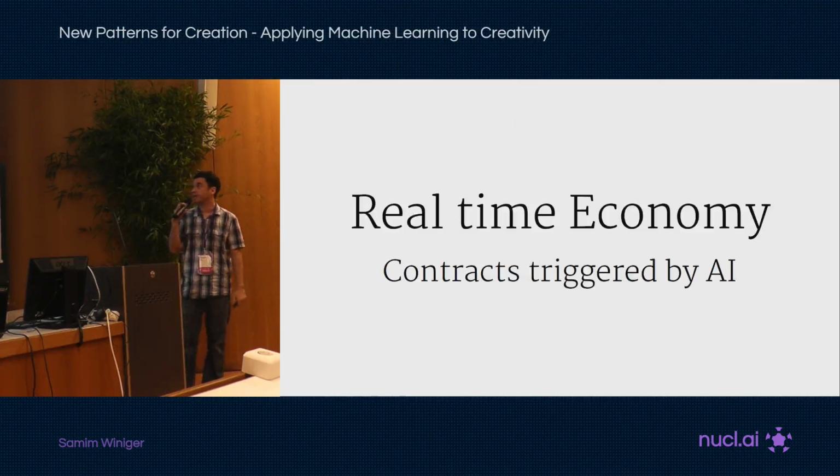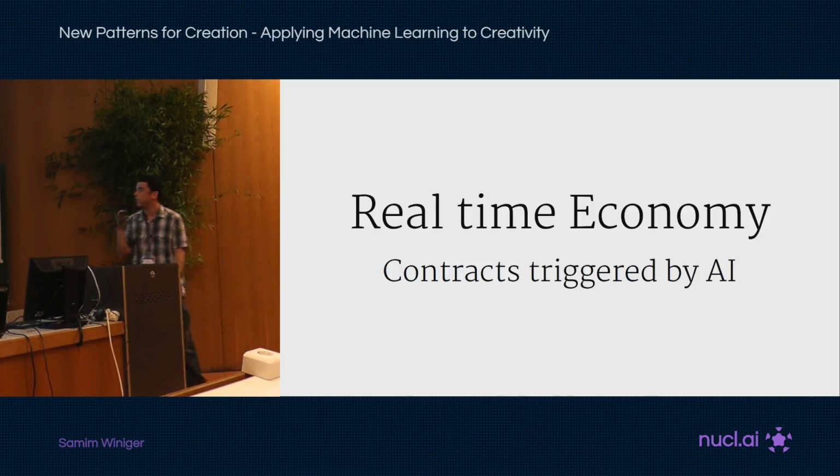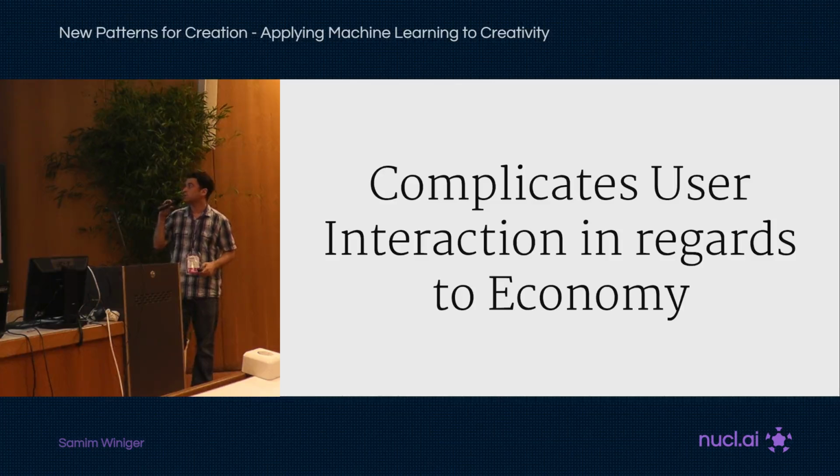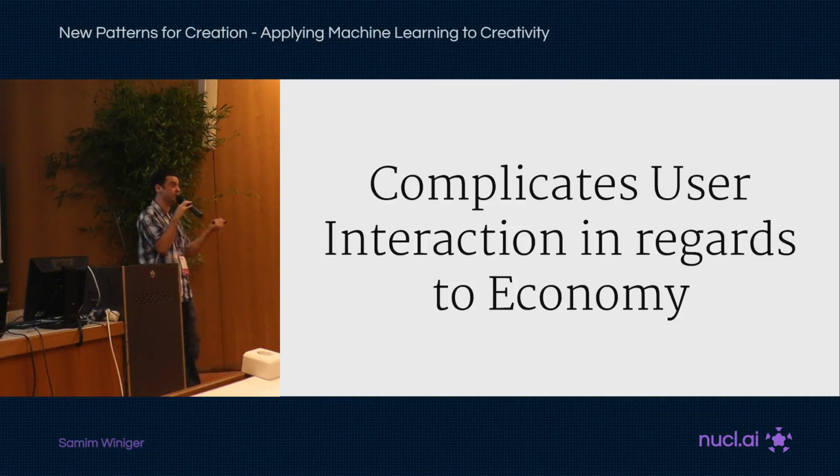All right, the last project I worked on was a real-time economy, which had one interesting point: we also had contracts, but the contracts were triggered by AI. So the starting and collecting of rewards was not in the power of the player anymore, but done by AI inside of a game. This complicates user interaction in regards to economy, specifically if you have a multi-step process. You want to buy something, and in the beginning you have the resources, and then you have multiple steps. It could be that some refinery just will steal your resources, which is a bad experience for the user.